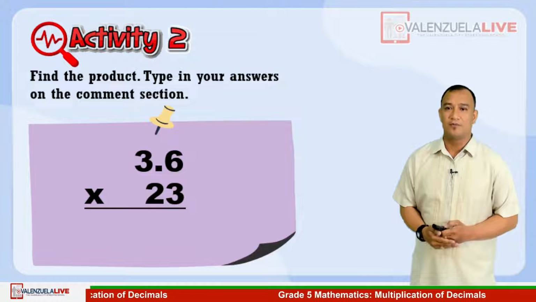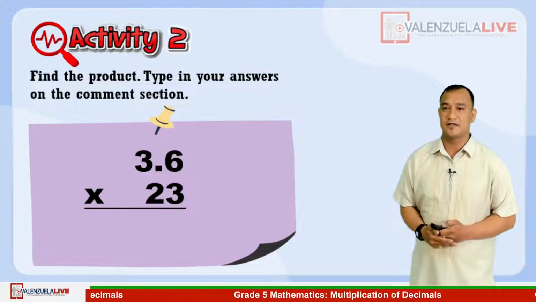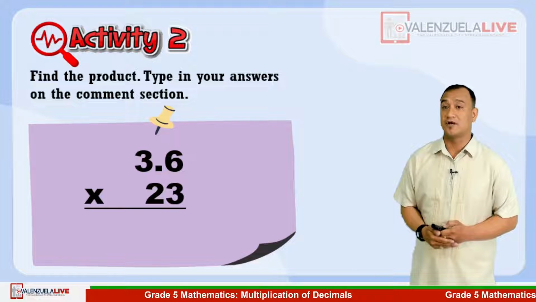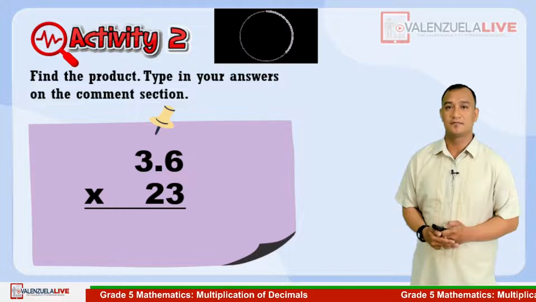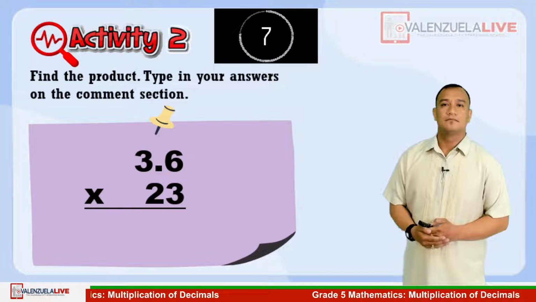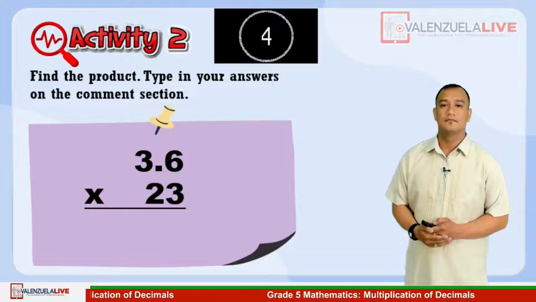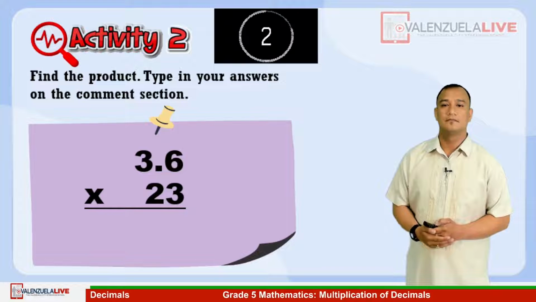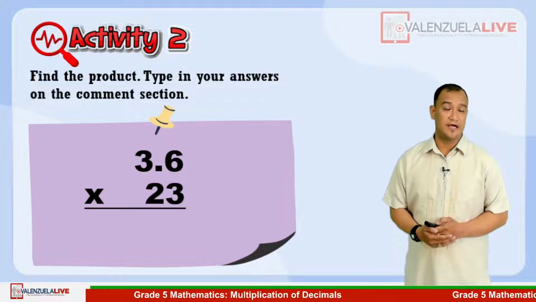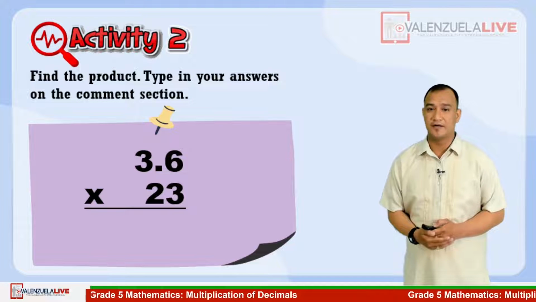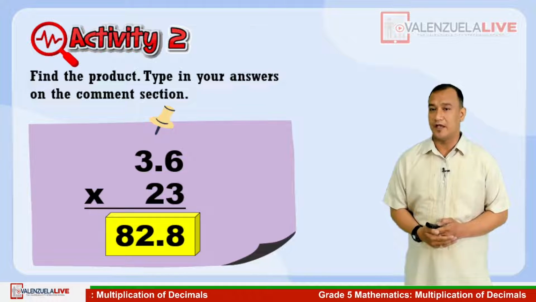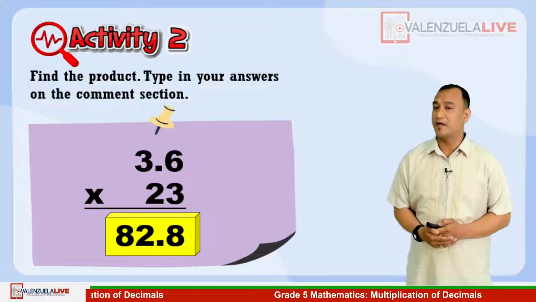Next, multiply 3 and 6 tenths by 23. Your time starts now. Okay, time's up. Let's check your answer. The product is 82 and 8 tenths. Very good, grade 5.